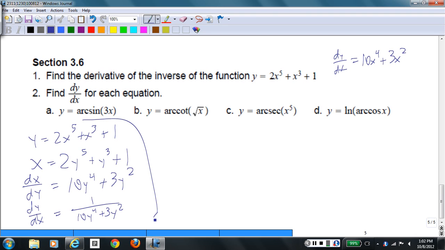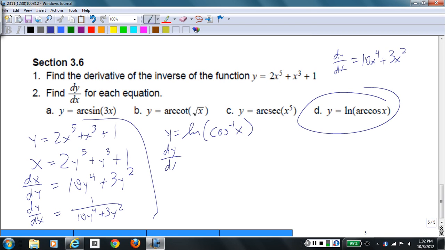Well, we just did a chain rule. We didn't do one with the inverse trig function on the inside, though. That might be interesting. Let's try that. y equals the natural log of cosine to the negative 1 of x. Want to find dy/dx. And this is a tailor-made chain rule problem.